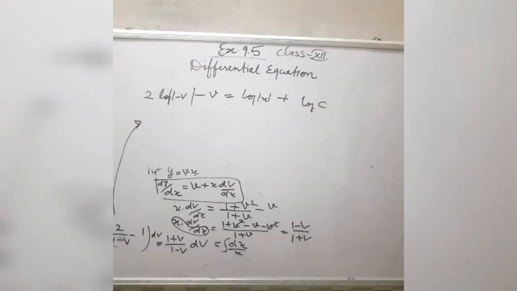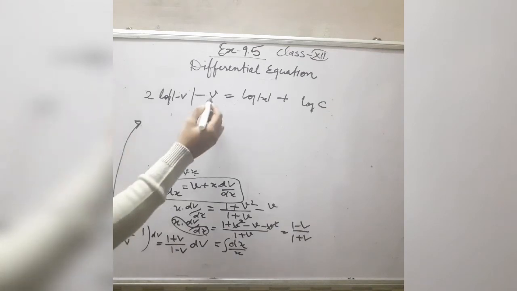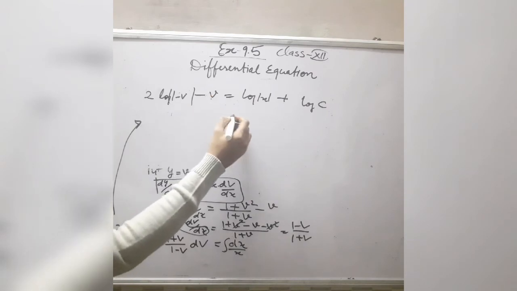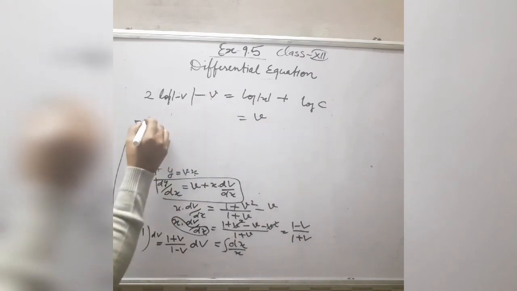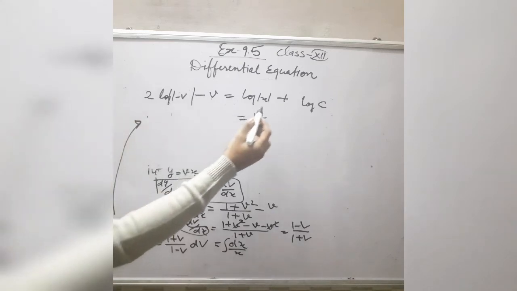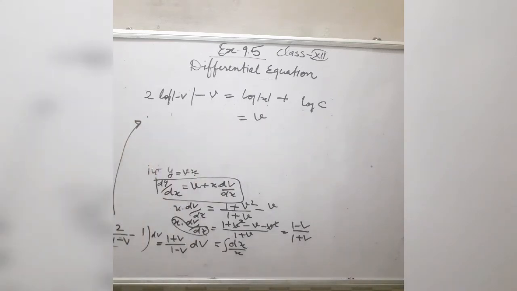See here what is the value of v. This minus log term goes to that side, it becomes plus, and here v is equal to 2 log. Using log m plus log n, it can be written as log m into n.